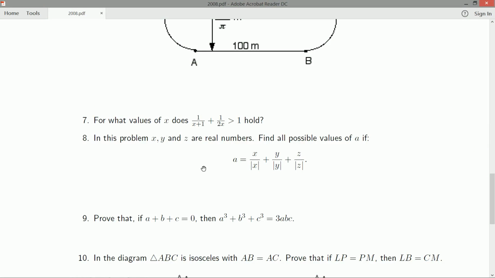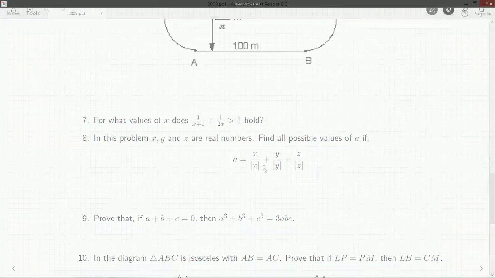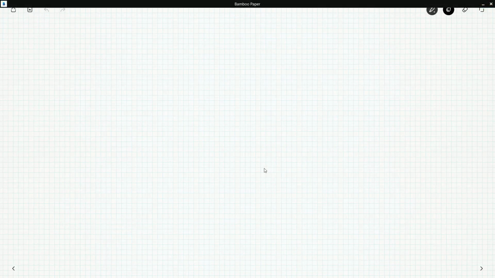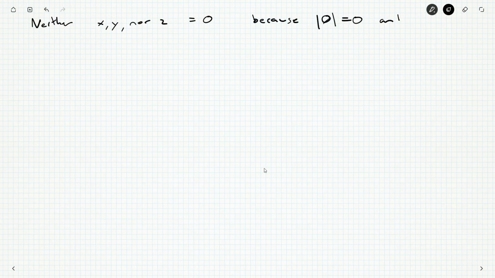Alright, so this is not a particularly wordy question, but the main component here seems to be some number over its absolute value. One thing I can note right off the bat is neither x nor y nor z are equal to 0, because the absolute value of 0 is 0, and we cannot divide by 0. That is a no-no.